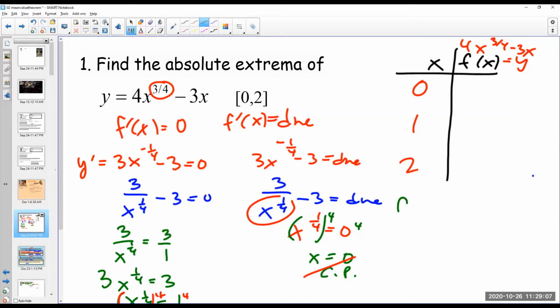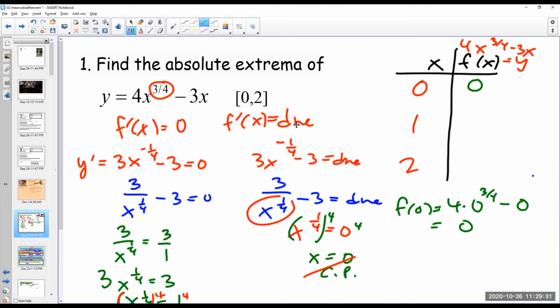So I'm going to do f of 0. And so that's going to be 4 times 0 raised to the 3/4 minus 3 times 0, which is 0. Do you guys see that that's just 0? Because 0 raised to the 3rd power would be 0. If I 4th rooted it, that would be 0. So this would just be 0 minus 0, which is 0.